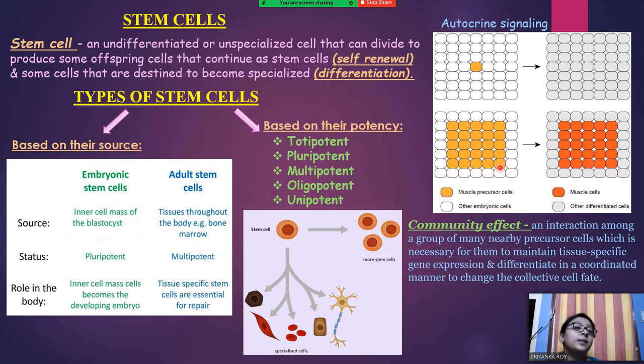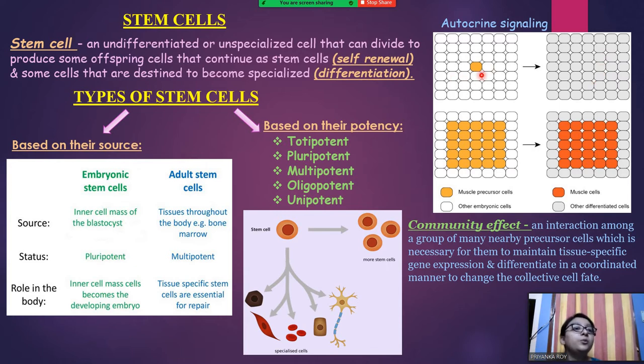But here, as you can see, since there is a group of precursor cells, they are able to maintain their pathway. They are able to maintain whichever fate they are supposed to follow, and they are forming muscle cells accordingly. So what can we learn from here? That when there is a group of precursor cells, they can maintain their expression and differentiate in a coordinated manner, and it can change the collective cell fate. But when it is present in a single number, then it is not able to do so.